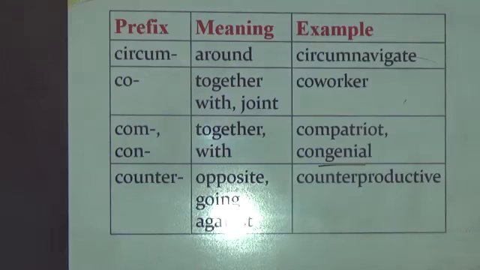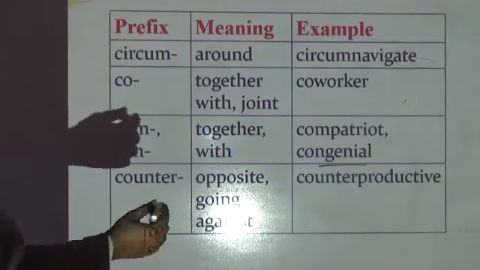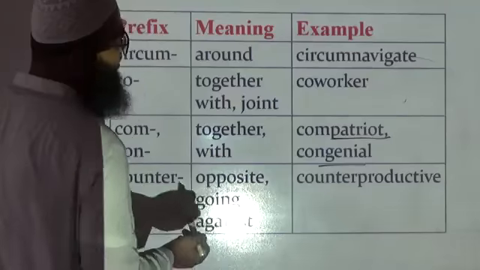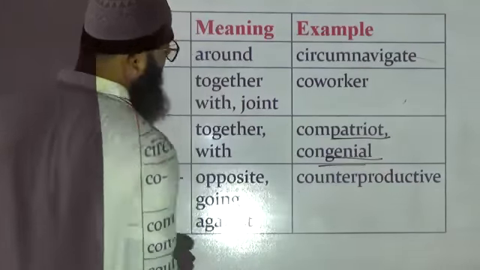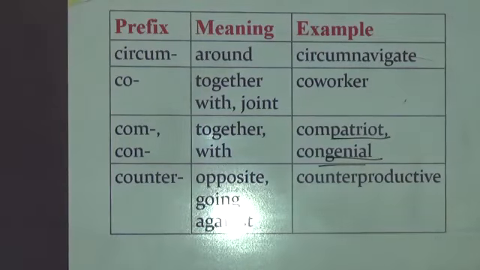Co means together with, joint. Worker, that means co-worker. If we add co before worker, it will be co-worker. So it will be con, together with. Patriot to compatriot. Genial to congenial. Counter, that means opposite. Counter productive. Productive, that means producing something, but counterproductive, that means on the contrary of production.